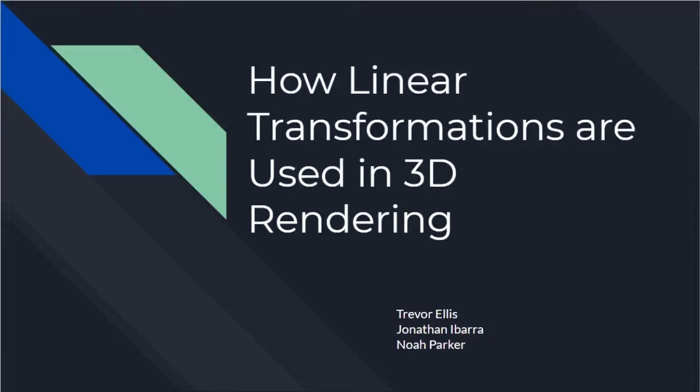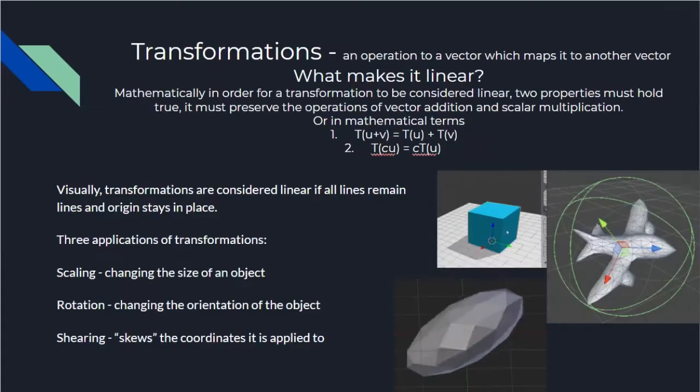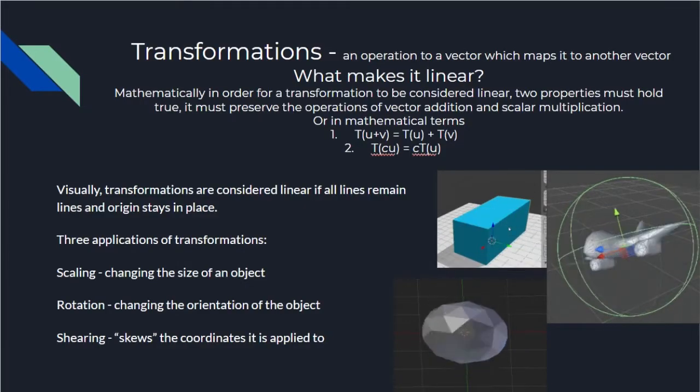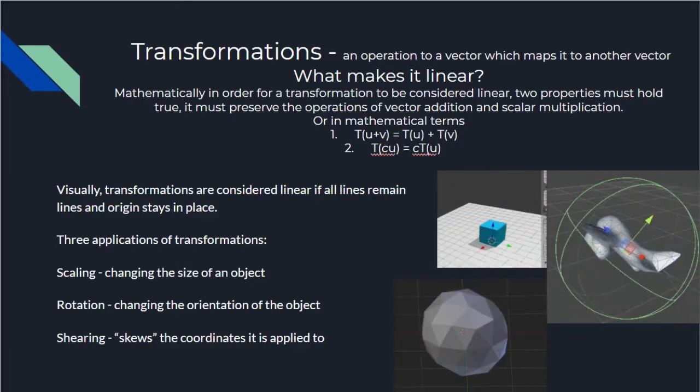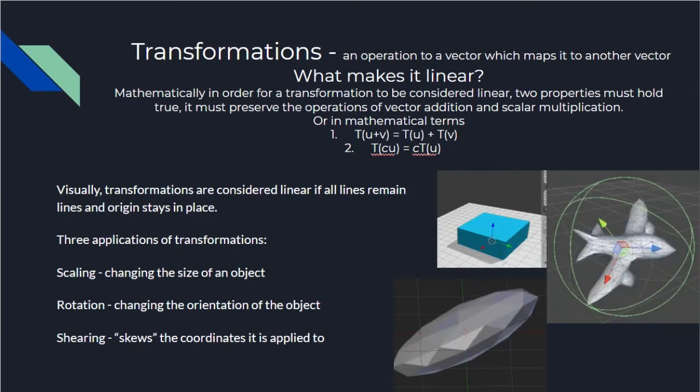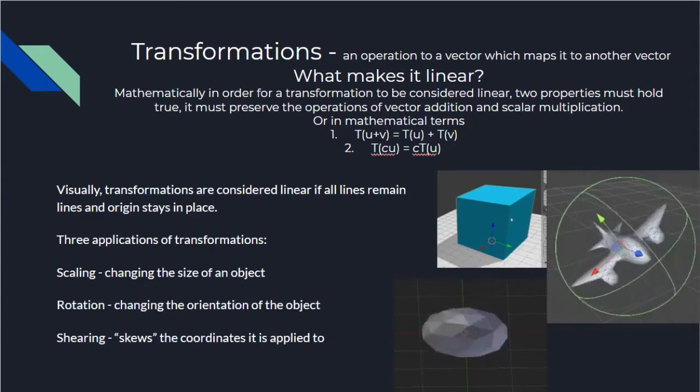Alright, hello guys. In this presentation we'll be looking at how linear transformations are used in 3D rendering. So the first step would be to look at what linear transformations are. So what's a transformation? A transformation is an operation on a vector which maps it to another vector. So basically this looks like a function.